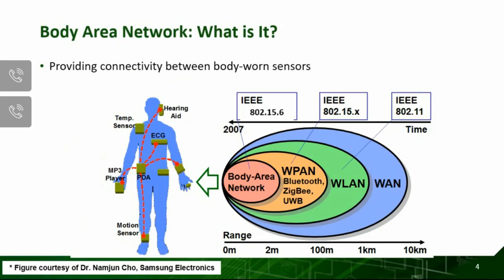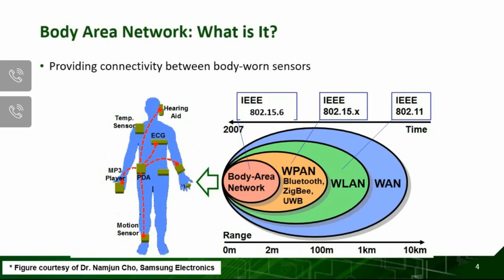So, what is a body area network? Well, as the name speaks for itself, it's the network that covers the body area. And if you compare with other types of standards such as wireless LAN or wireless personal area network, in short, WPAN, the body area network has a much shorter range. The coverage is typically less than 2 meters, and this makes perfect sense because most human beings have a height of less than 2 meters.